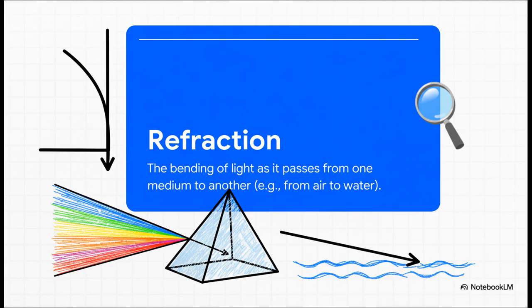So refraction is just the bending of light when it goes from one substance into another, like from air into water. Now, why does it bend? It's actually pretty simple, because light changes speed. I want you to imagine a car driving on a nice paved road, and then it hits a patch of mud at an angle. The first wheel that hits the mud slows way down, and that causes the whole car to turn, right? Light does the exact same thing.